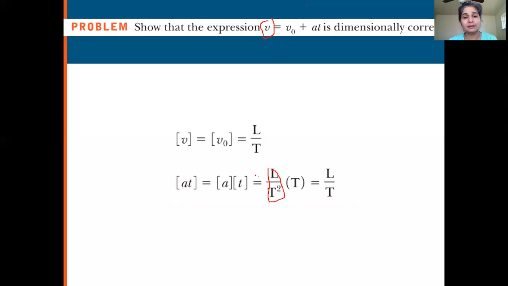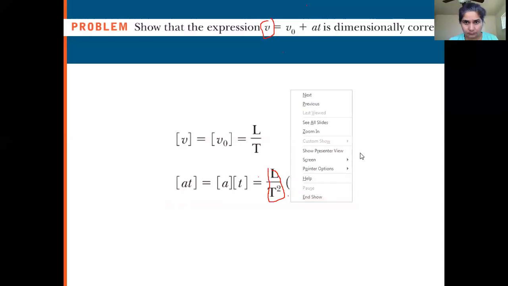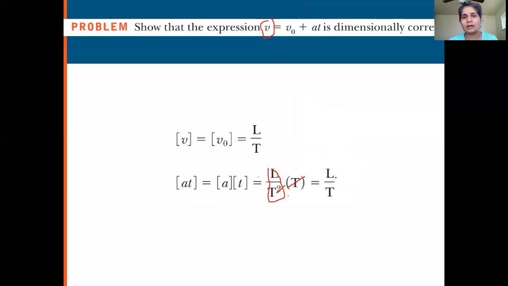That was really badly done. And acceleration times time, that's just t. So these terms can be algebraically cancelled, just like you had before. You can cancel this t with this squared term, and you get L over t as the remaining term. So what do we have now? We have v as L over t equals v0, which is L over t, plus L over t. So all the dimensions are the same, all of them are L over t, hence we say this expression is dimensionally correct.